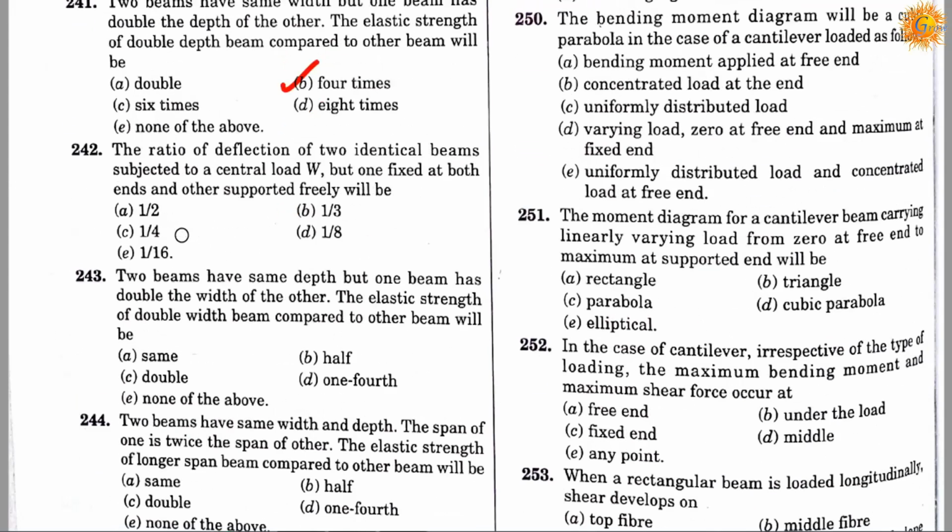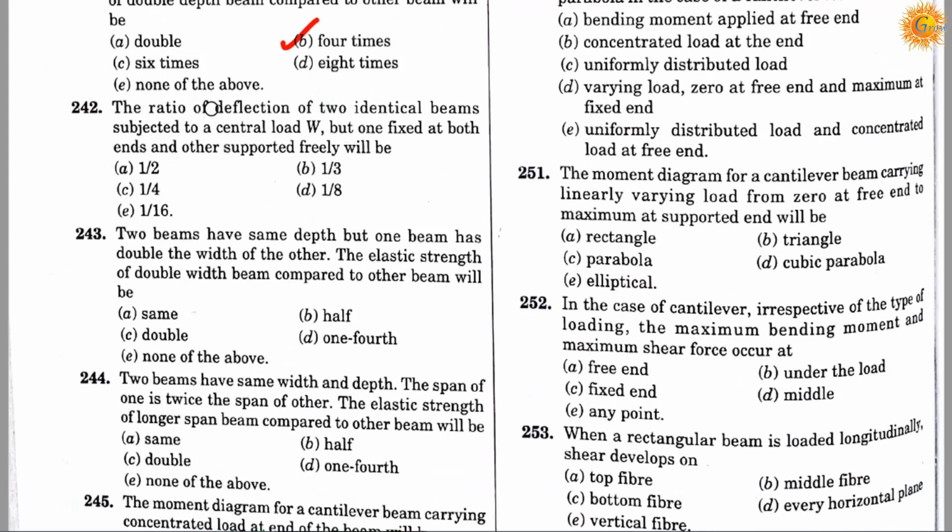Question number 242. The ratio of deflection of two identical beams subjected to a central load W, but one fixed at both ends and the other supported freely, will be: option A, 1/2; option B, 1/3; option C, 1/4; option D, 1/8; and option E, 1/16. Correct answer is C. It will be 1/4.